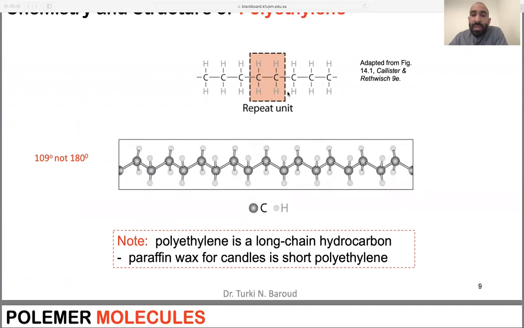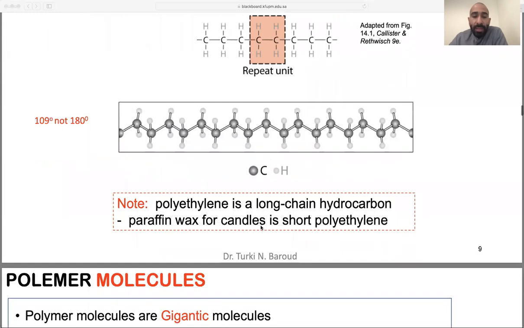Okay, so as I mentioned earlier, the angle between these carbons is actually not as we saw earlier. There is a certain angle between them, but for simplicity, we draw it as a line over here. In reality, there is around 109 degrees between each carbon, not 180. Okay.